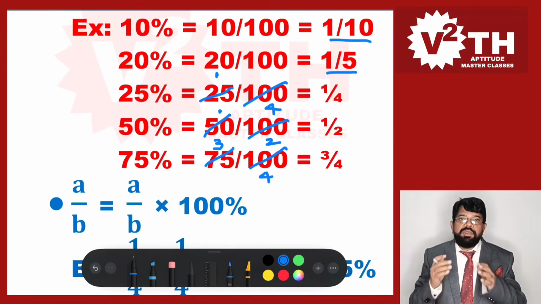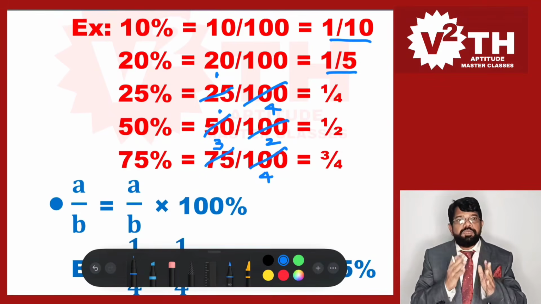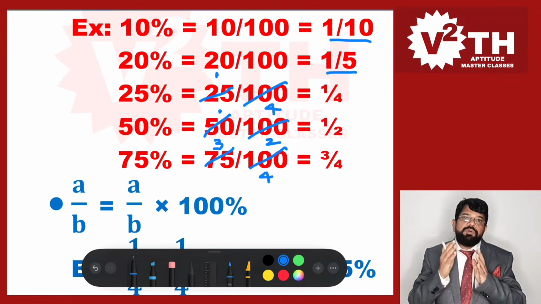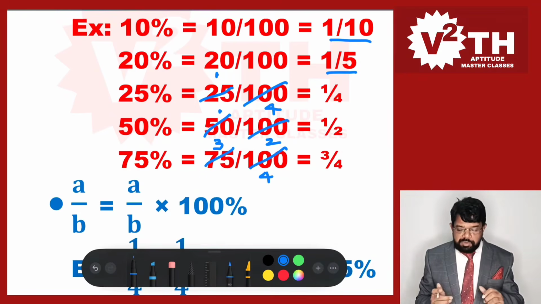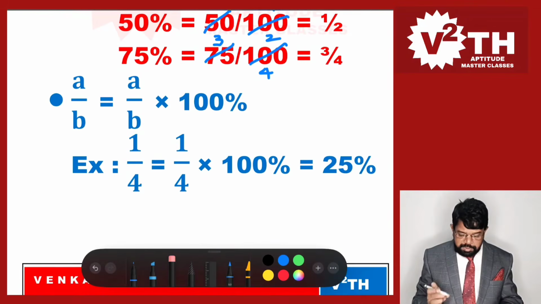Now, by observing, percentage converting to fraction: 50% is 1 by 2, 25% is 1 by 4, 75% is 3 by 4. That is percentage converting to fraction. Similarly, how can you convert fraction into percentage also? That is also very important. How can you convert fraction into percentage?